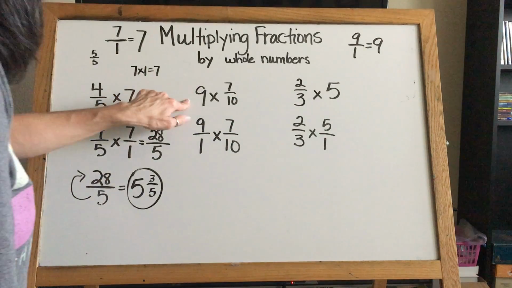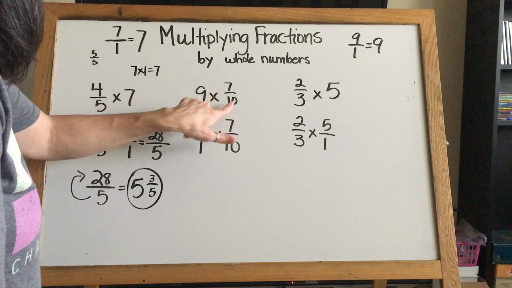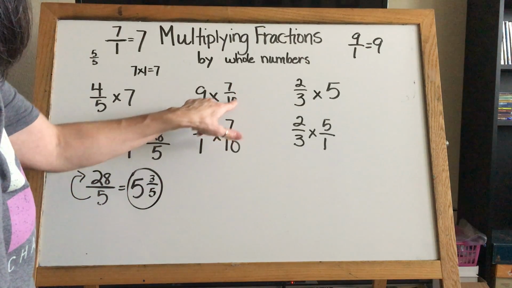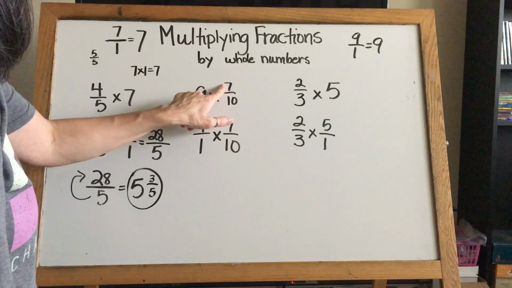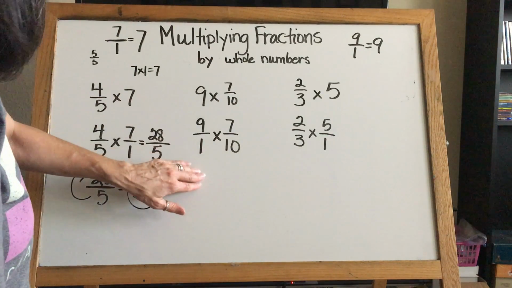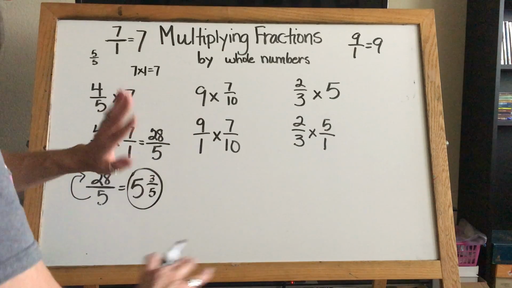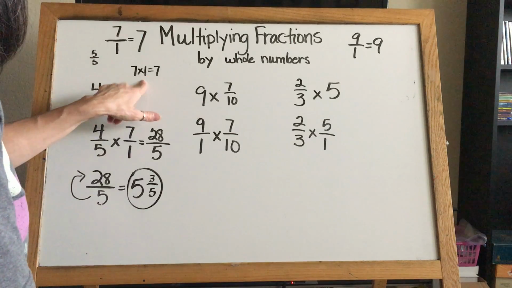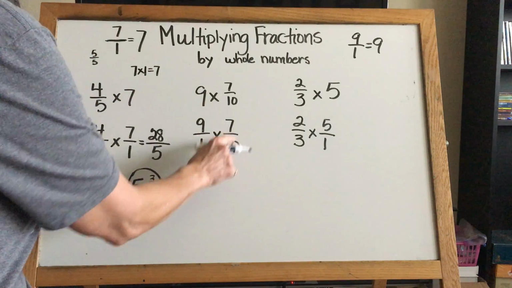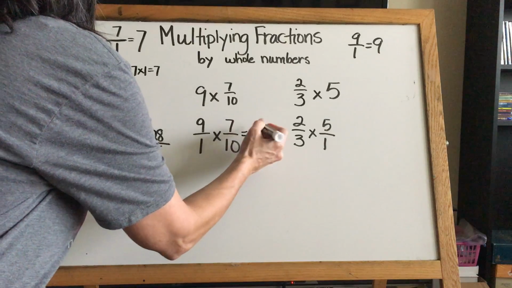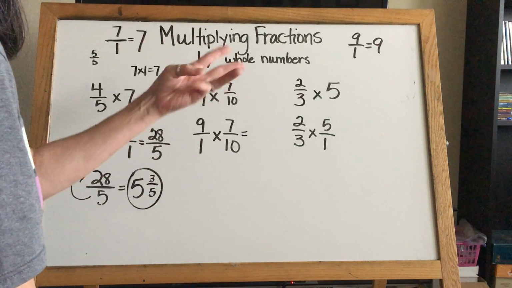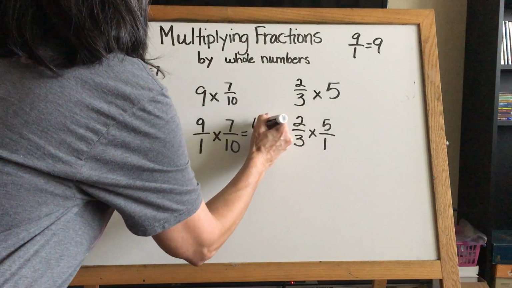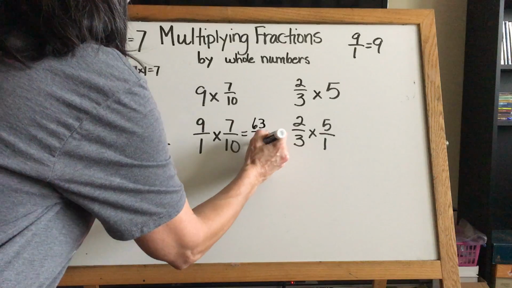Same thing here, guys. We're multiplying 9, but we're multiplying it by a fraction that's less than 1. If this fraction was equivalent to 1, it would be 10 over 10. But it's not. It's only 7/10. So we know whatever answer we get here is going to be less than 9 when we're finished, okay? Because we're multiplying 9 times something less than 1. So we're looking at our problem. We can't cross-reduce. So 9 times 7 is what? 9, 18, 27, 36, 45, 54, 63. So this is 63. 10 times 1 is 10.